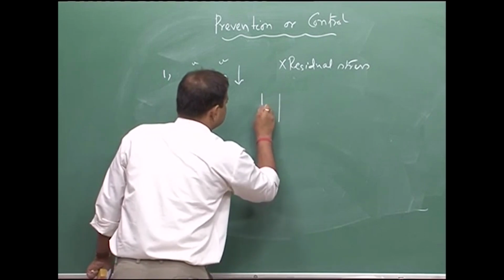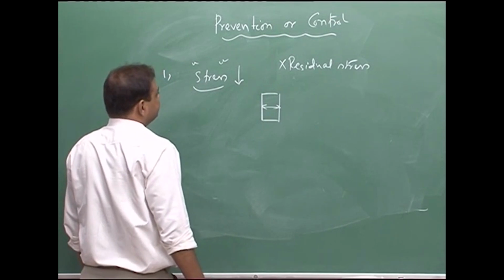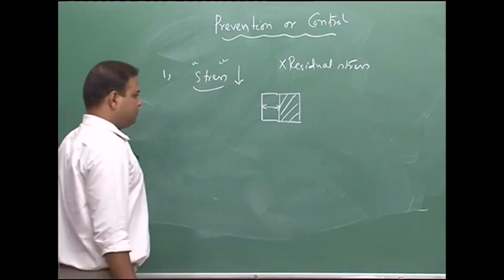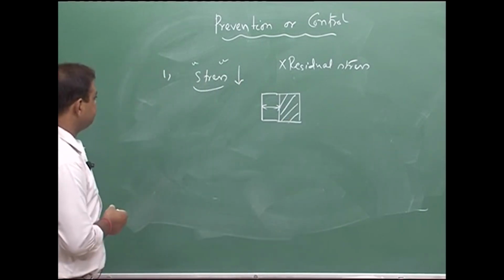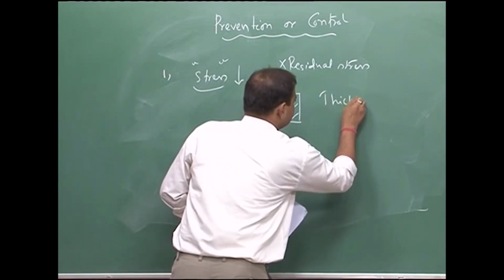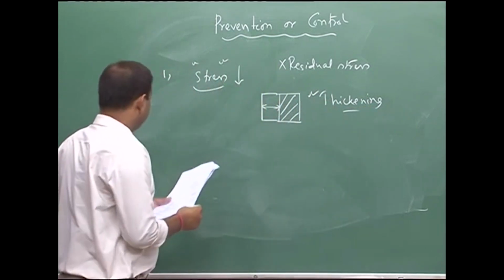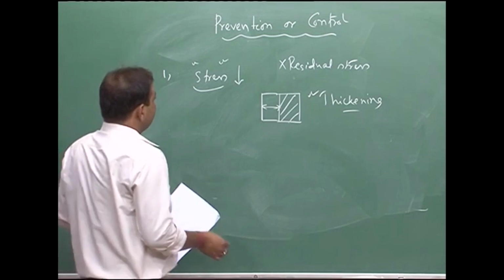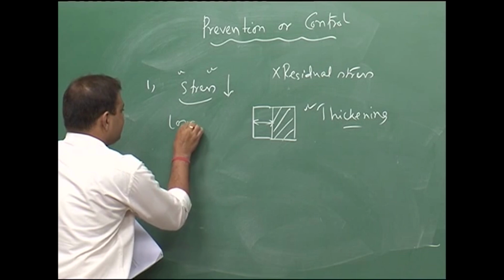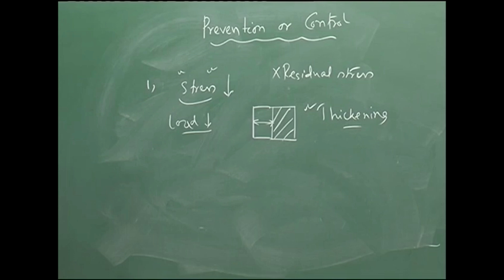for example, this is the cross section you are thinking of for a particular application. Now, in order to linger this SCC, you can increase the cross section this much. So, it can control the SCC. So, that means thickening is one criterion, or you can decrease the stress. So, you can decrease the load actually. Then you can also control or prevent SCC.